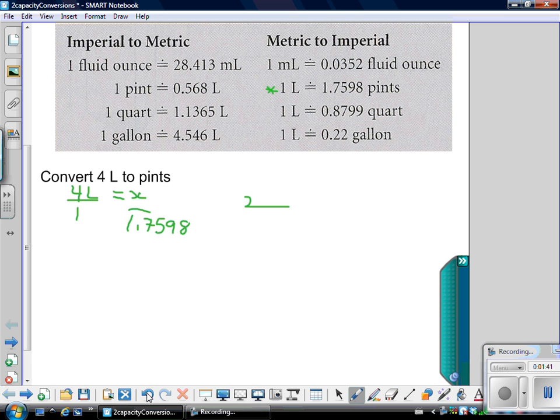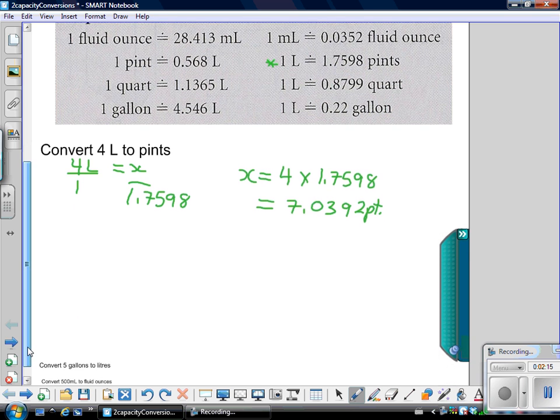X equals the 4 times the 1.7598. Now, you wouldn't necessarily have to show me this part, because if you have set it up like a ratio, I can see exactly what you're going to do. So we end up with 7.0392 pints. Okay, really not that difficult.